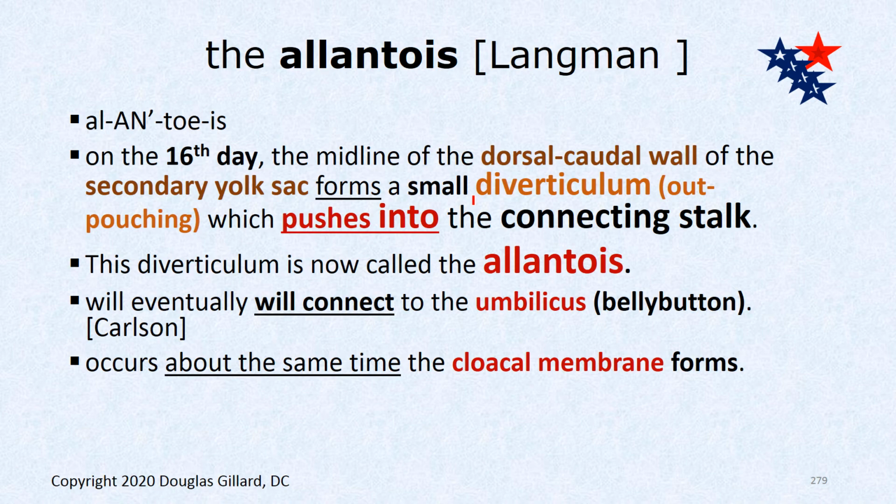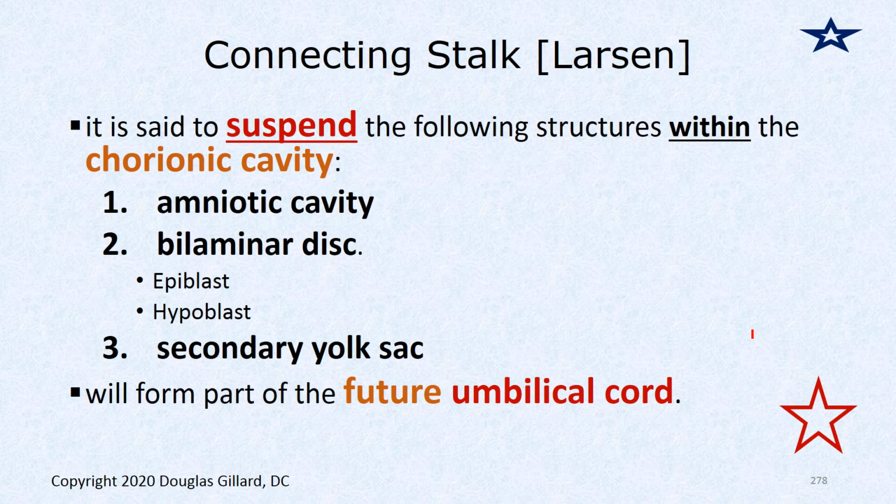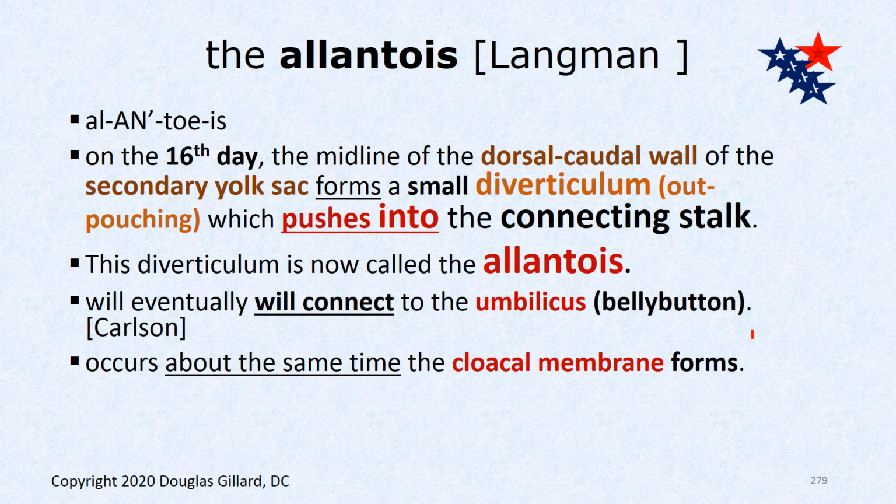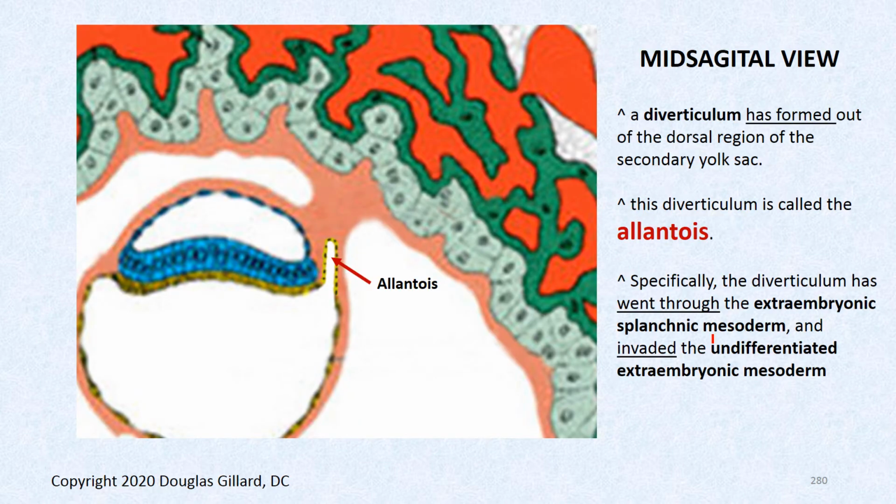It'll eventually connect all the way up to the undersurface of the belly button, and a cloacal membrane is forming about the same time. I should probably move these slides to right after the cloacal membrane, which I'll probably do next time because we're still in week 2. But there it is. By this time, I think we would have the primitive streak starting to form right there. But there it is, the allantois.